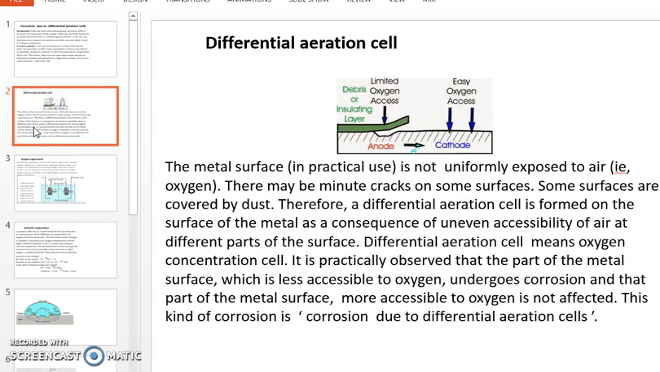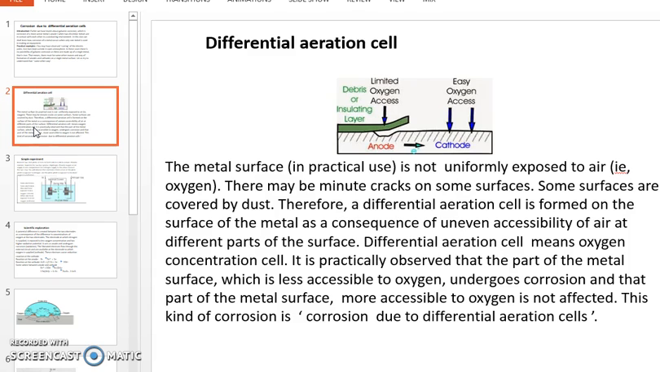Let us see now first how a differential aeration cell is formed. The metal surface, when we use it practically, is not uniformly exposed to air, that is oxygen. There may be minute cracks on some surfaces. Some surfaces are covered by dust. Therefore, a differential aeration cell is formed on the surface of the metal as a consequence of uneven accessibility of air at different parts of the surface. Differential aeration cell means oxygen concentration cell.